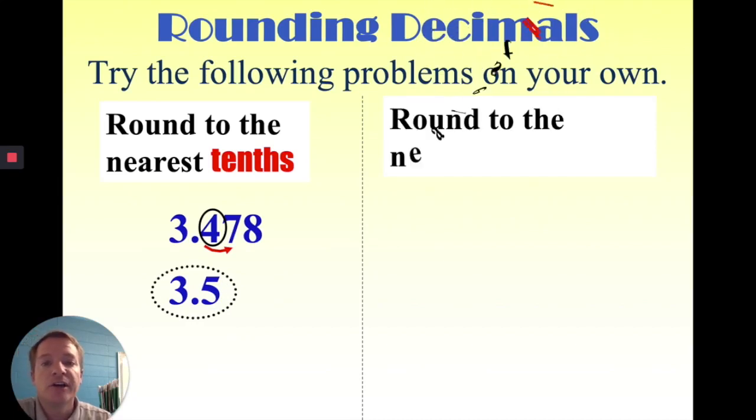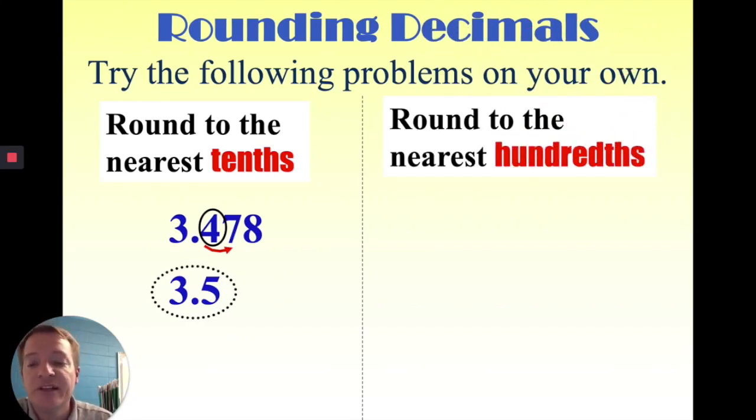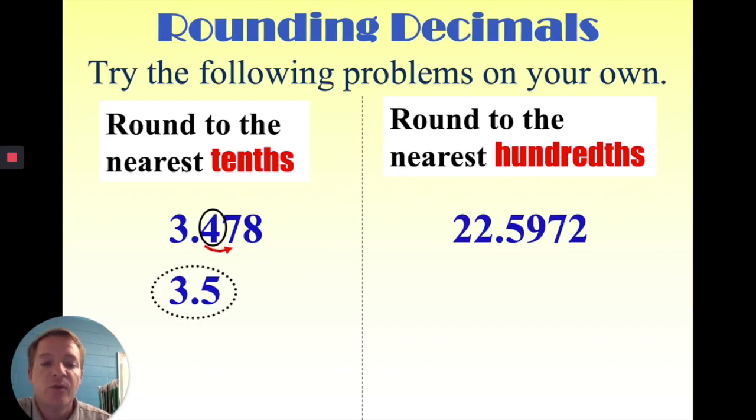We're going to look at this one. We're going to round this one to the nearest hundredths. We have 22 and 5,972 10,000ths. We went a little overboard on that one. So what is in my hundredths place? It is the 9. We go next door. We look at the 7. 7 is greater than 5, so we're going to add 1.